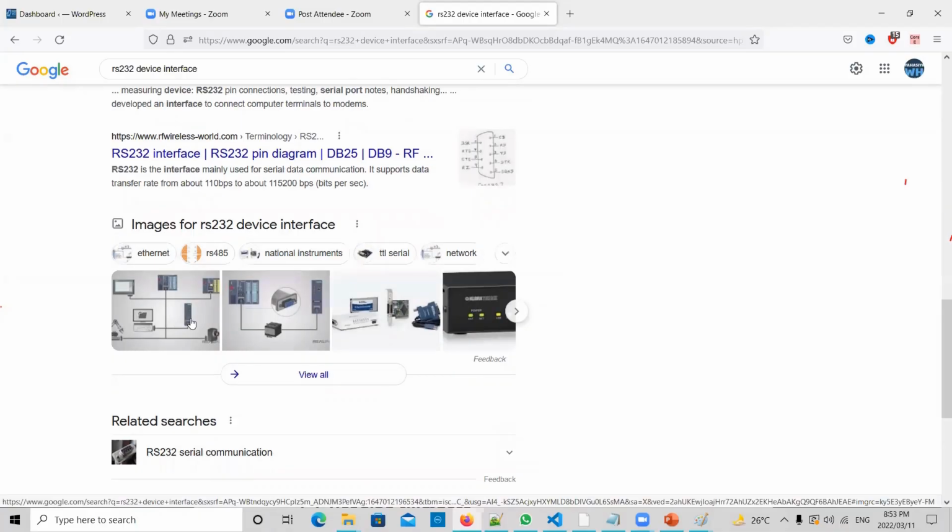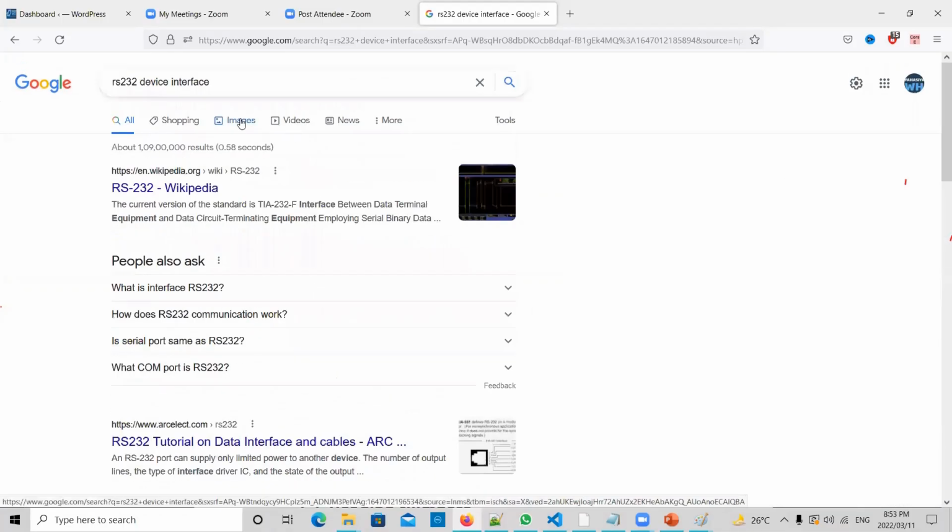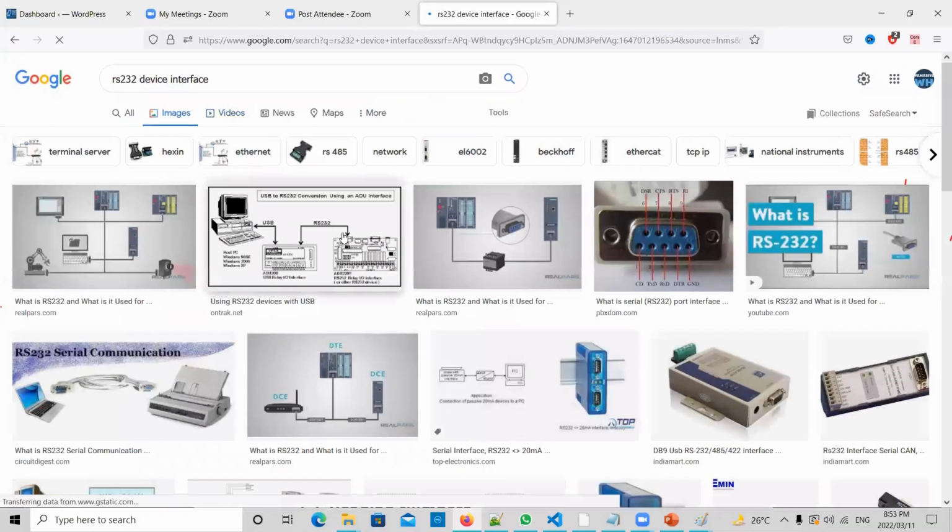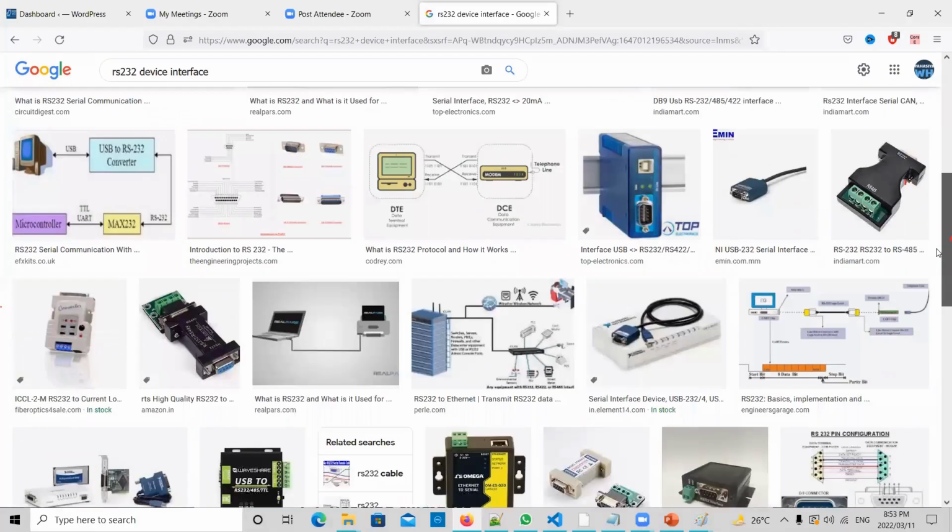Here is an example. Let me check some images so that you will come to know what RS-232 is first of all. You should know that first. Even in olden days, printers were like that, RS-232 printers, serial printers. See here, we have a laptop, and the printer is another device.